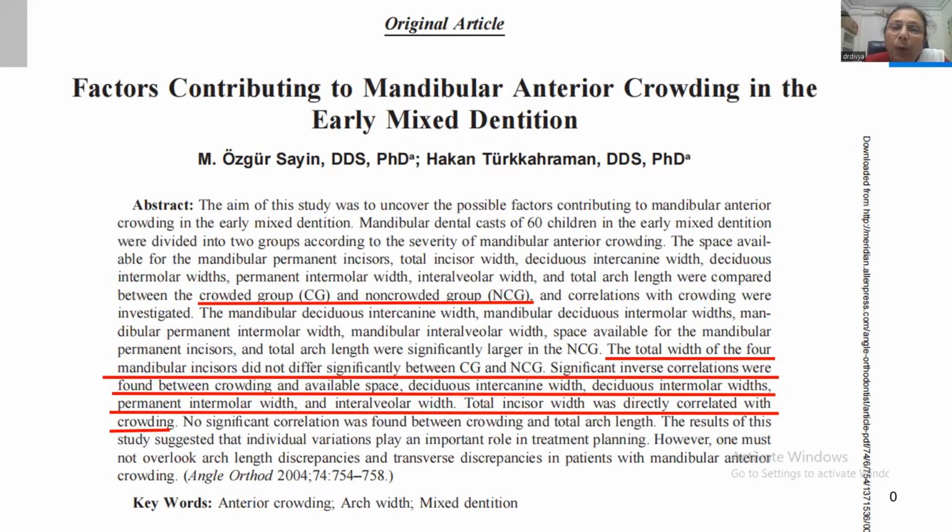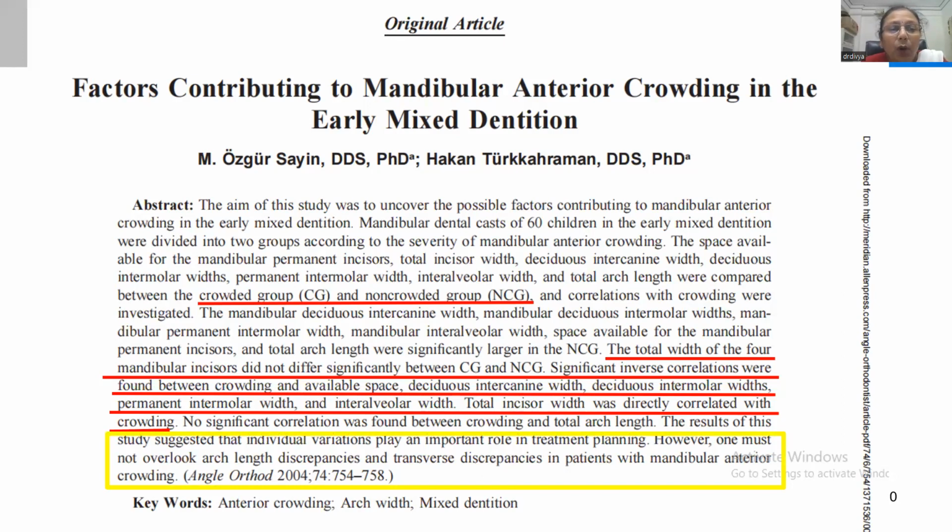So these are the important indicators that you can predict what will be the status of crowding in future, and you can start your treatment immediately whenever you are seeing it, and you should lay down your treatment plan accordingly. So they suggested individual variation plays an important role in the treatment planning.